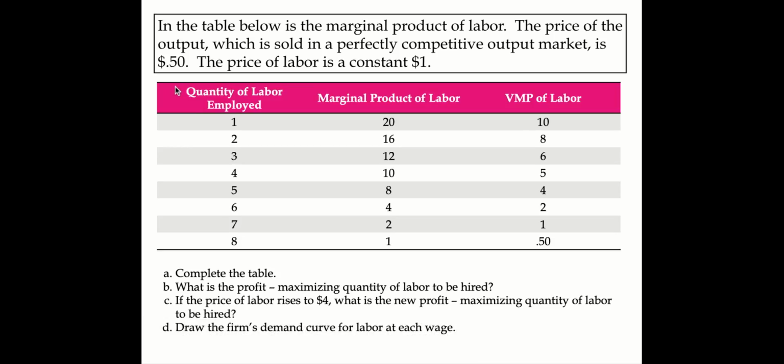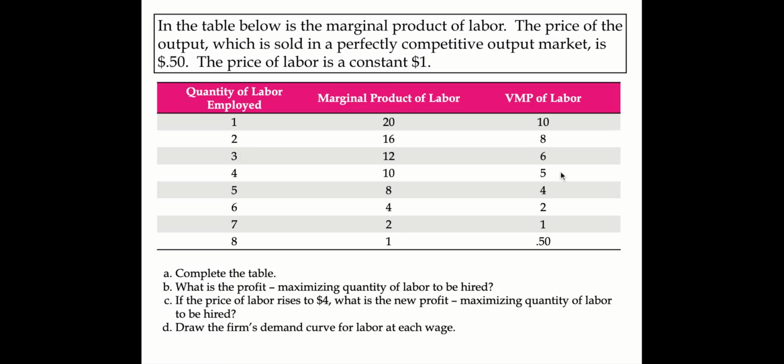The second part is, what is the profit maximizing quantity of labor to be hired? Well, if you look at this and they tell you that the price of labor is $1, do I hire the first one? I sure do. $10 is way more than $1. I'm going to hire the first worker. Do I hire the second worker? I sure do. 8 is greater than 1. Do I hire the third worker? Yes. 6 is greater than 1.